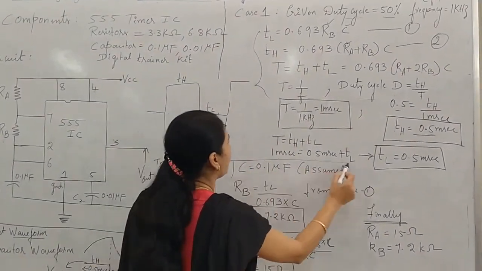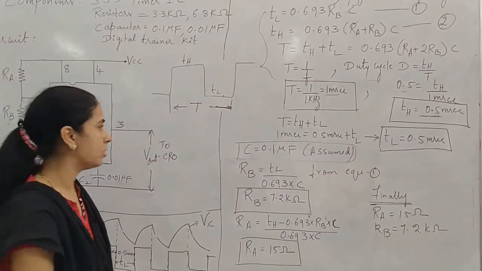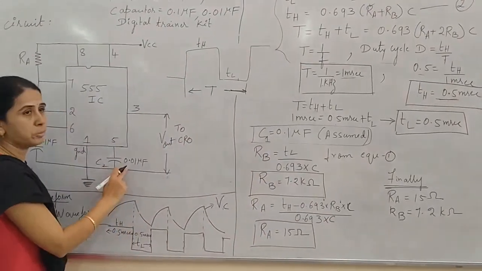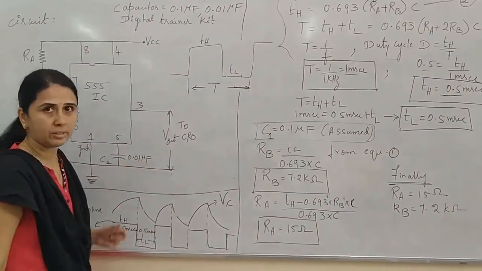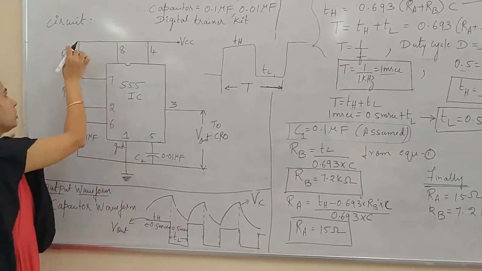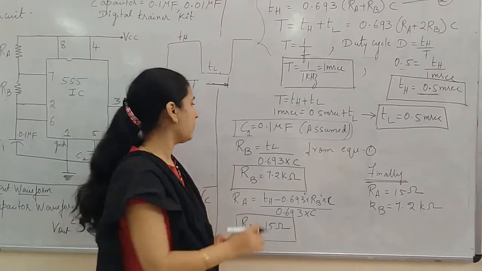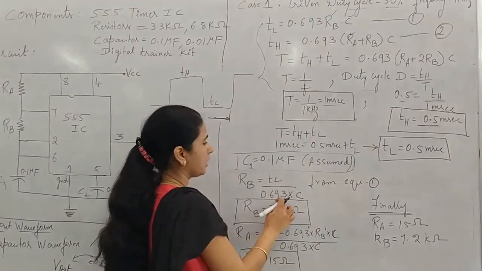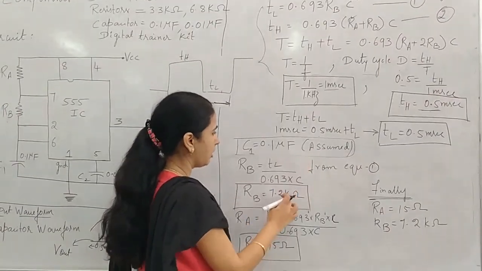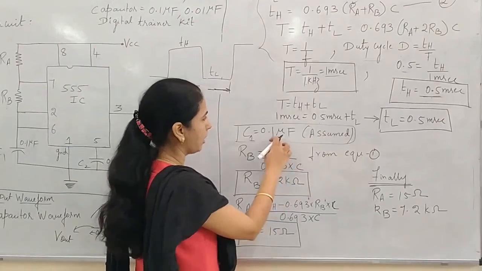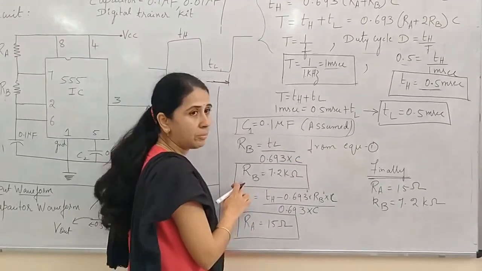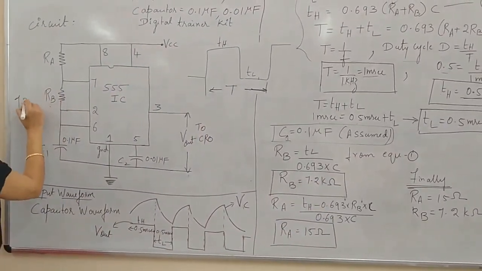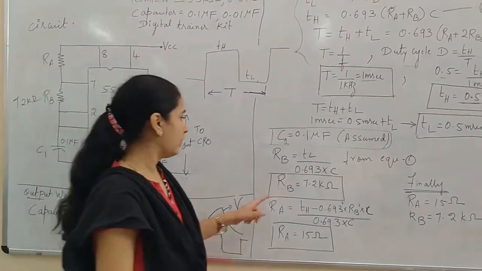Before that you need to assume the value of C1 and C2. Usually the standard value for C1 is 0.1 microfarad, and C2 will be assumed as 0.01 microfarad. These two values have to be assumed. The only thing is you need to find out RA and RB. To find out RB, making use of equation 1, RB is equal to TL by 0.693 into C. We have found out the TL value, we have assumed the capacitor as 0.1 microfarad, substitute the values, and we get the RB value as 7.2 kilo ohm. And we got RB.